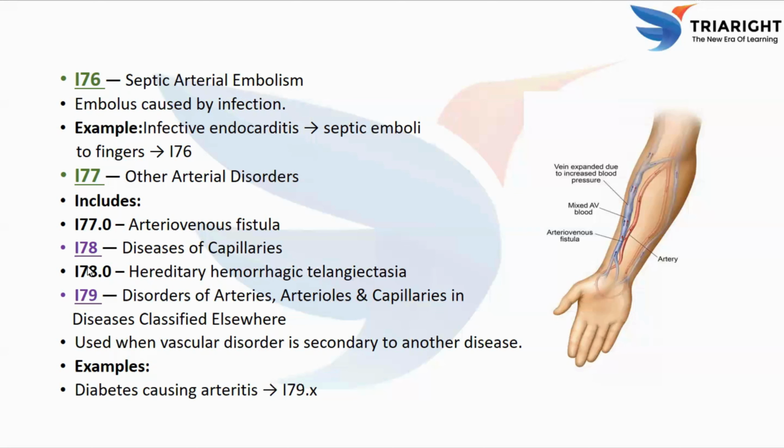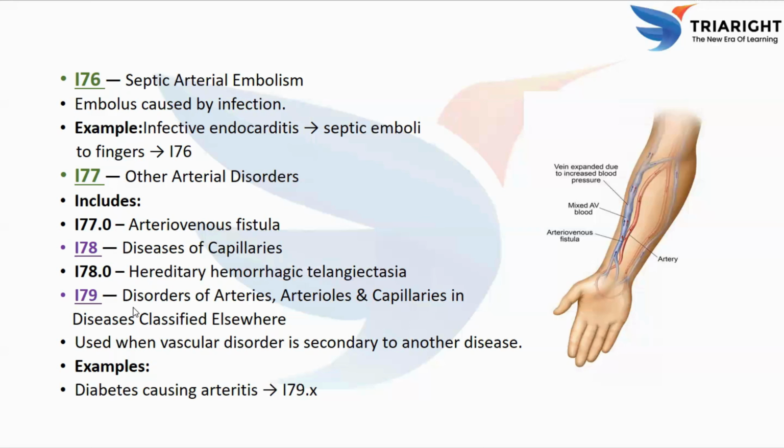And next, coming to I78. This is a disease of the capillaries. Capillaries are nothing but the smallest blood vessels. What is the subcode of disease of the capillaries? It's I78.0, hereditary hemorrhagic telangiectasia. This is a genetic condition where small blood vessels are fragile and bleed easily. So you have to assign the code I78.0.